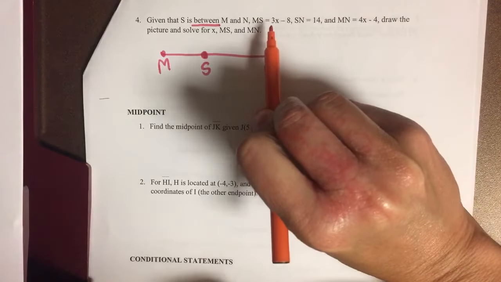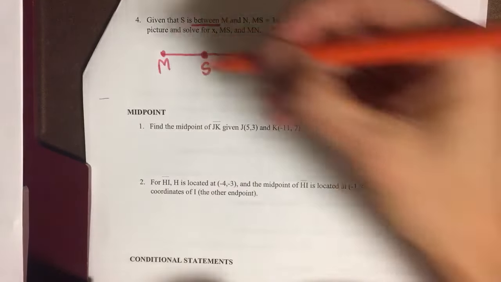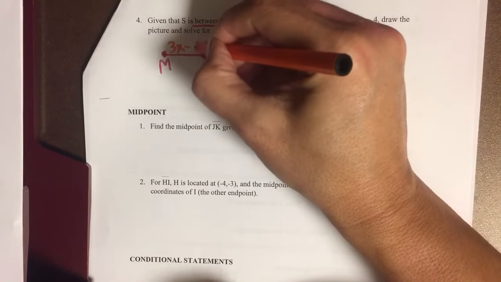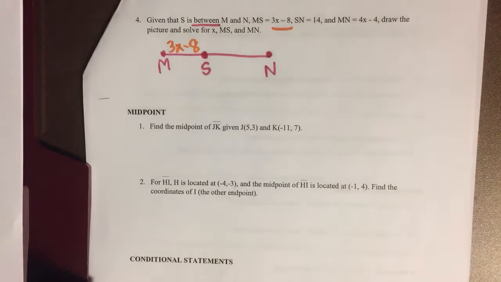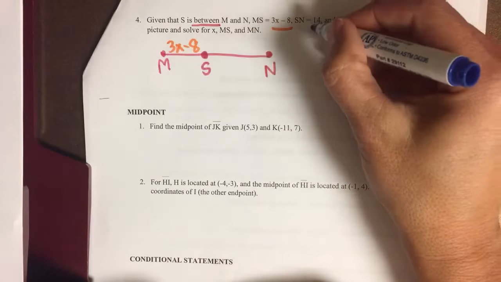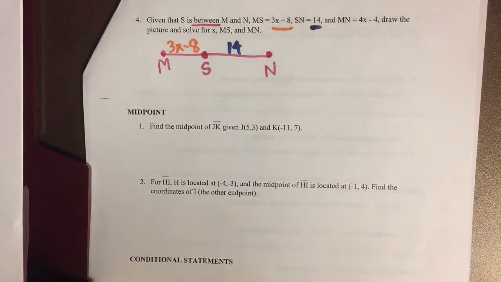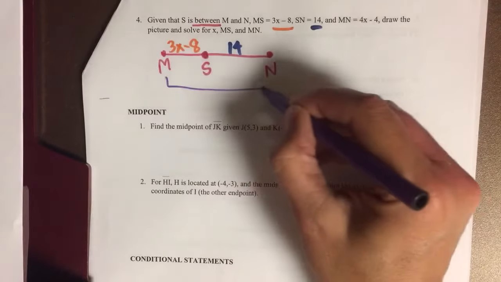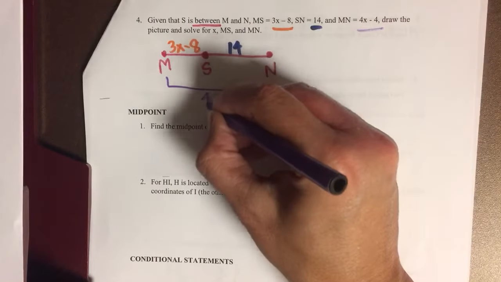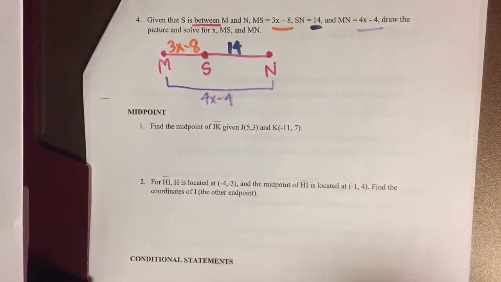The distance from M to S is 3x minus 8. So you've got 3x minus 8. Okay? And then you've got the distance from S to N is 14. And then the total distance from M all the way to N is 4x minus 4. So what I'm going to do is set up an equation to solve this.